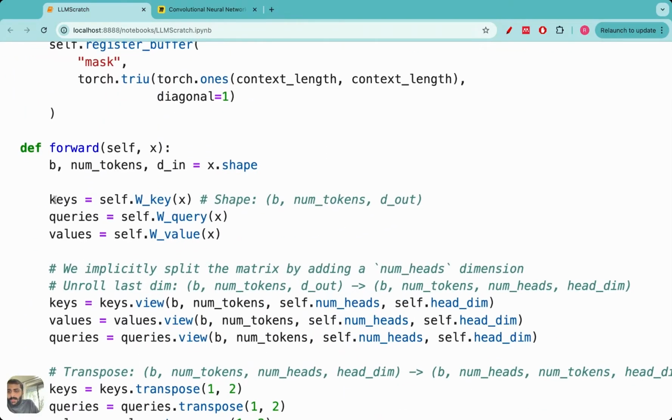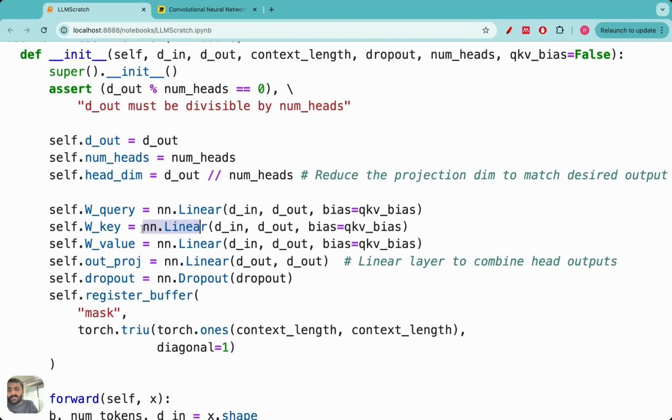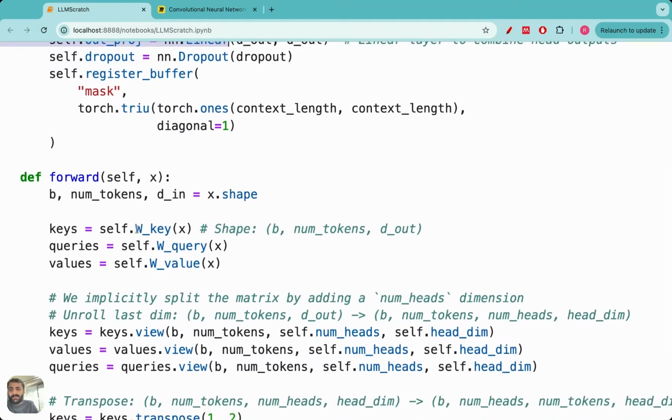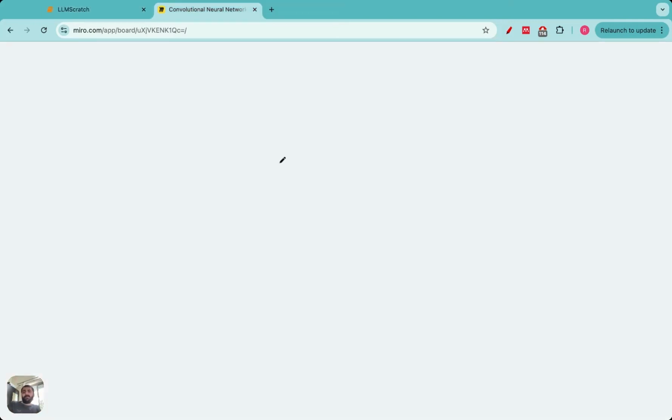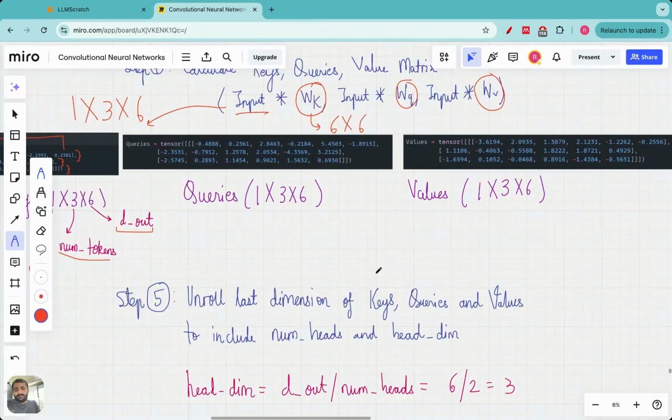Now let me show you in the code where this is calculated. If you go down below, here you see the keys, queries, and values. What we have done is passed the input to this neural network linear layer. So the trainable weight matrices for the key, query, and value are applied on this input, and we get the keys, queries, and values matrices. As we saw on the whiteboard, the shape of this is B, which is the batch size, the number of rows is equal to the number of tokens, and the number of columns is equal to d out, which is equal to 6.